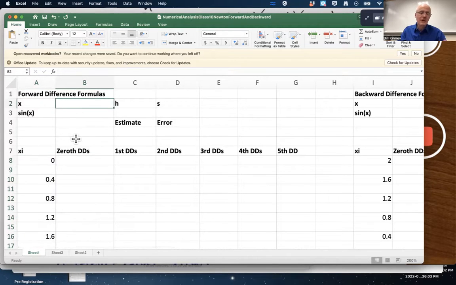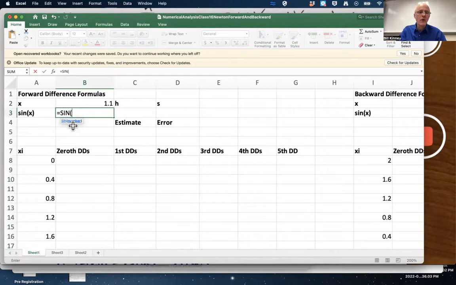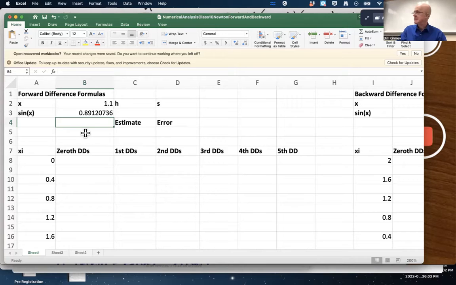What should we pick for x? Well, anything you want really between 0 and 2. Let's pick, how about 1.1? What's the actual value of the sine function at 1.1? It's about 0.891207336.